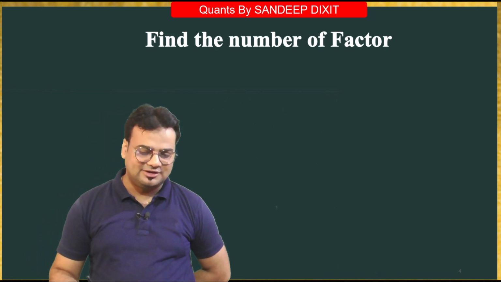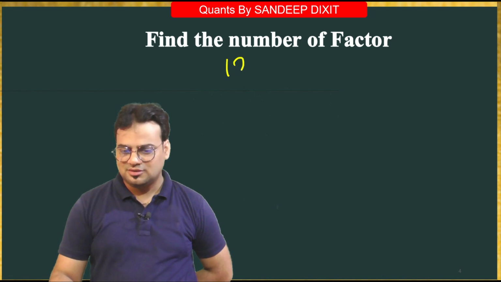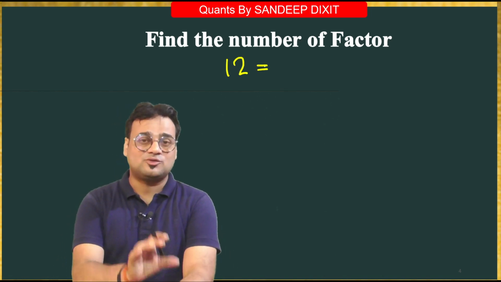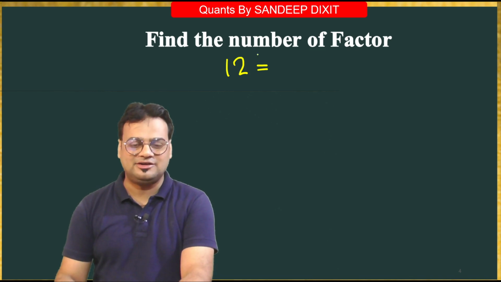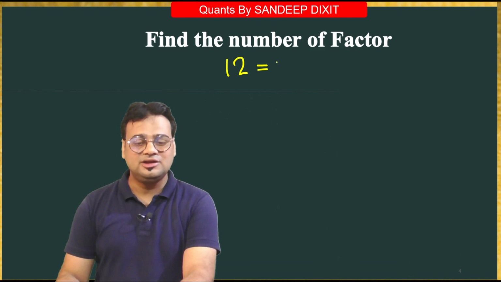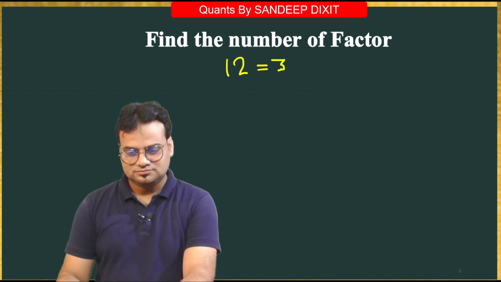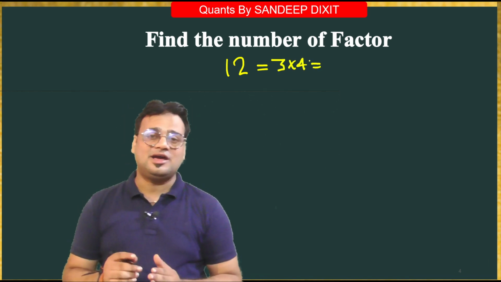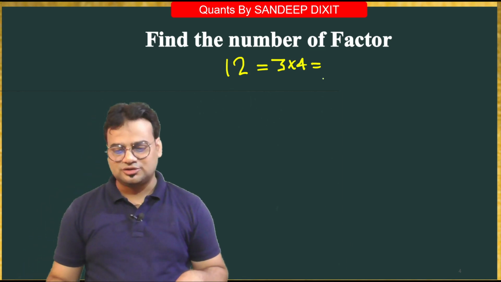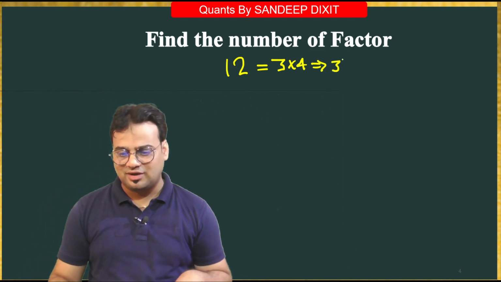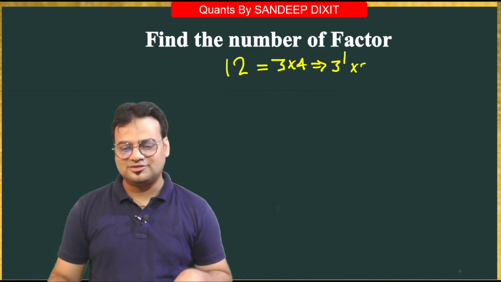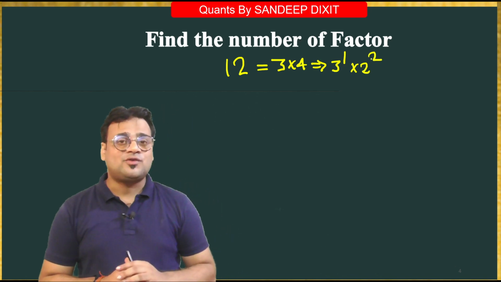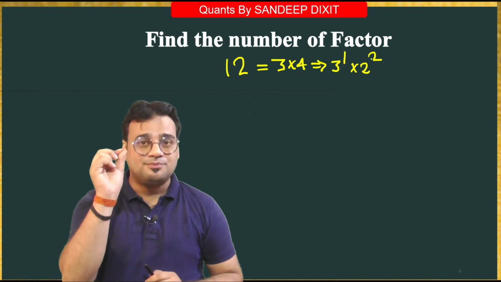Suppose we take 12. Firstly, we split 12 into co-prime numbers. So 12 is written as 4 into 3, or 3 into 4. Then 3 and 4 are written in terms of prime factors: 3 is 3 to the power 1, and 4 is 2 to the power 2. That's clear. Here we are required to find the total number of factors.